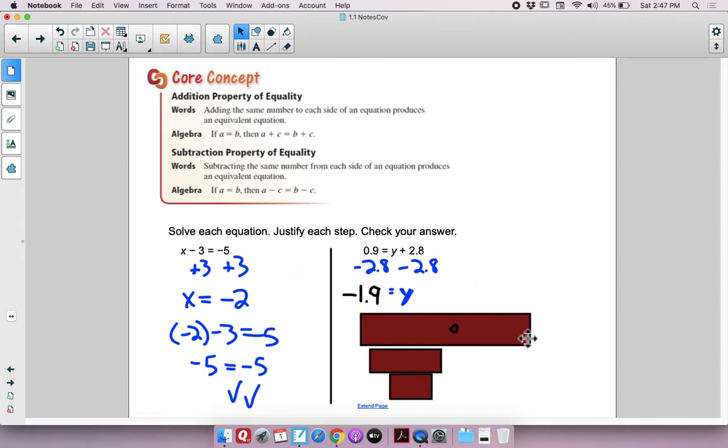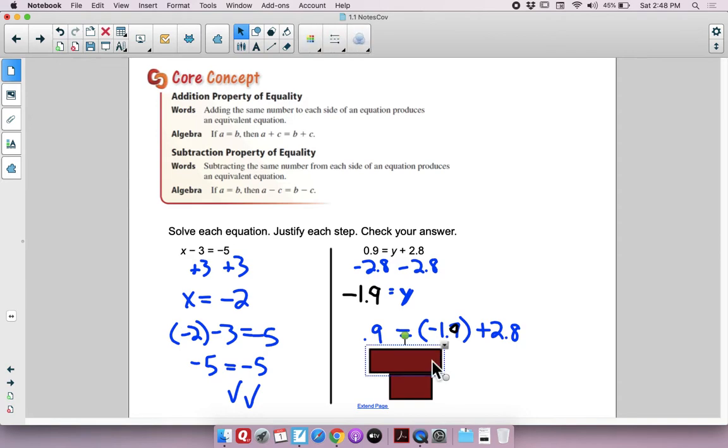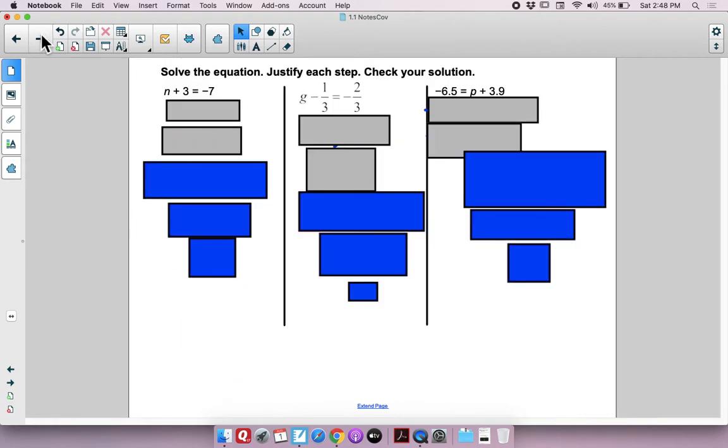Okay, check it, plug it in. Negative 1.9 plus 2.8 is 0.9. 0.9 equals 0.9. Check, check. Just like you're doing a mic check. Check, check. All right. Here's 3 more. Go ahead and give these a shot.